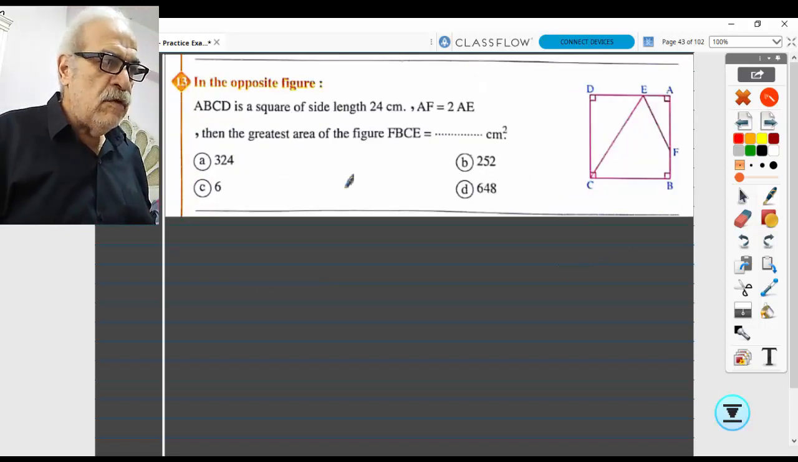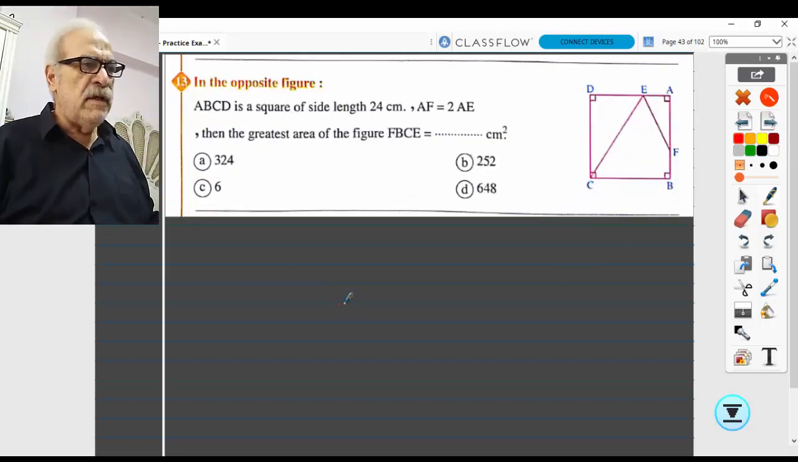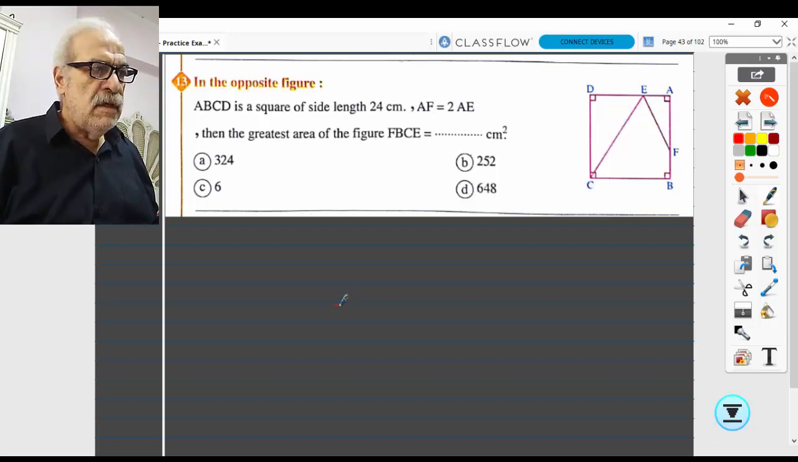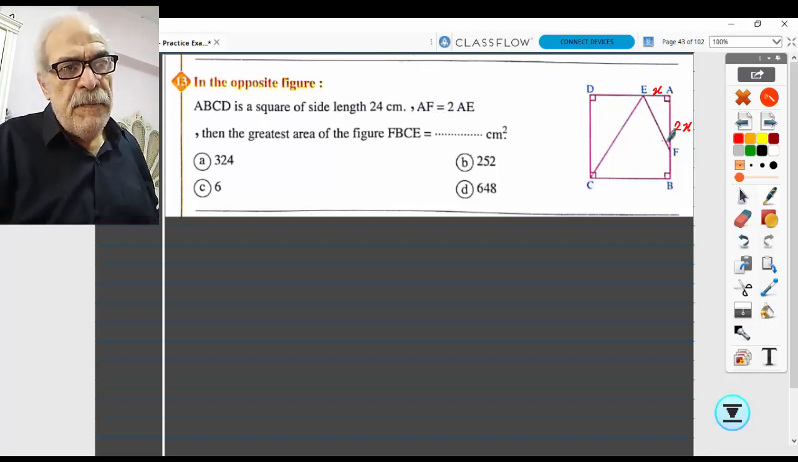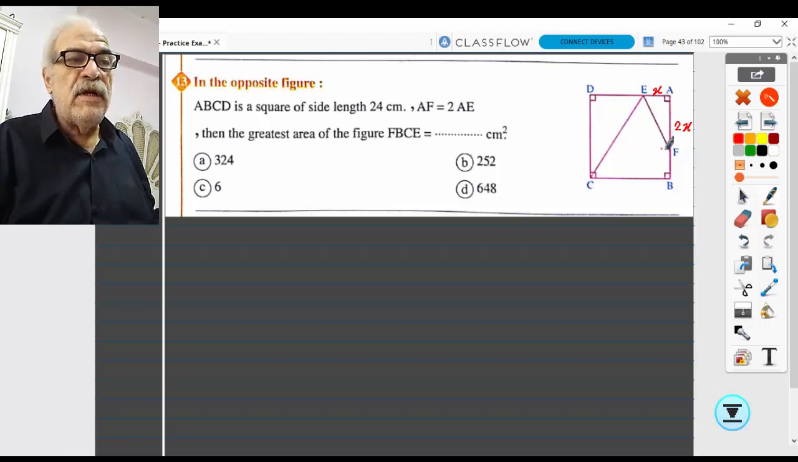Next question. Question number 13. In the opposite figure, ABCD is a square of side length equals 24 centimeters. AF equals 2AE. So if AF equals 2x, so AE equals x. Because AF equals 2AE, let EA equals x, then the length of AF equals 2x.